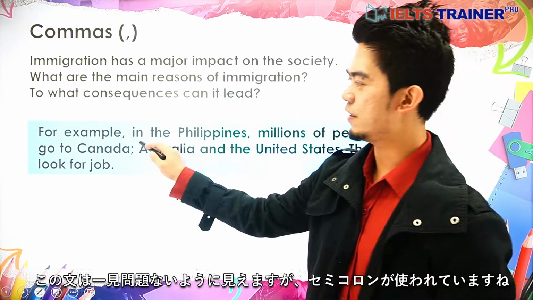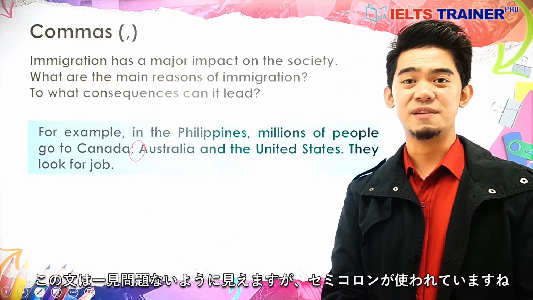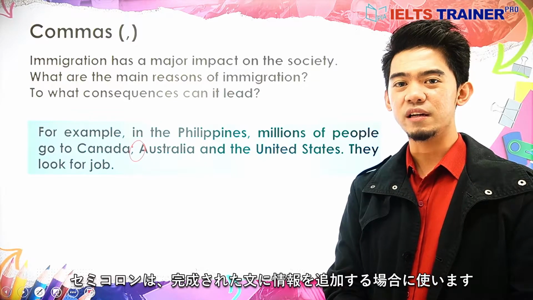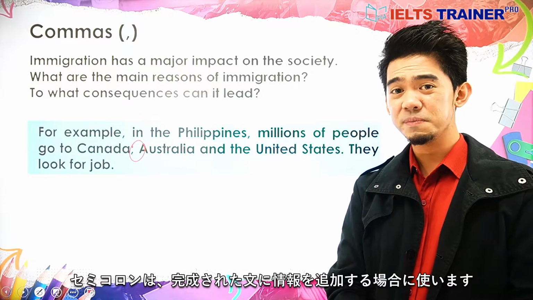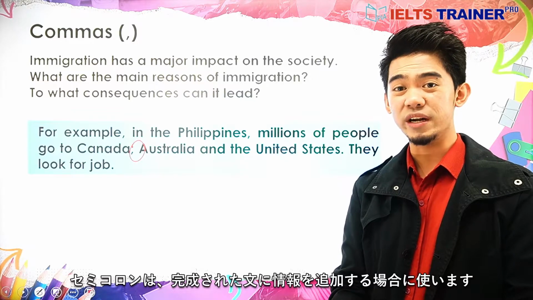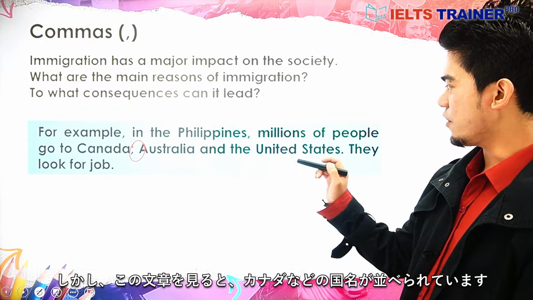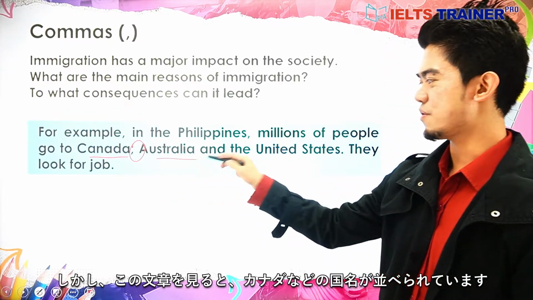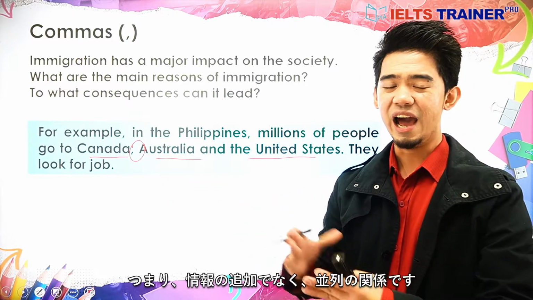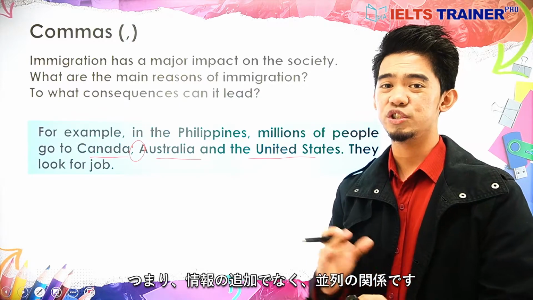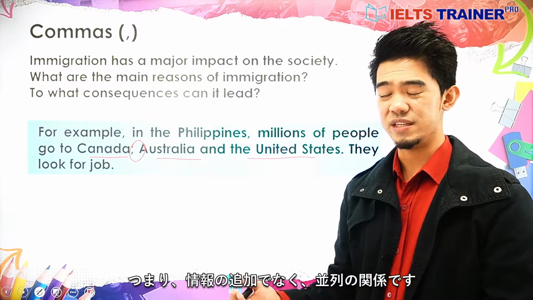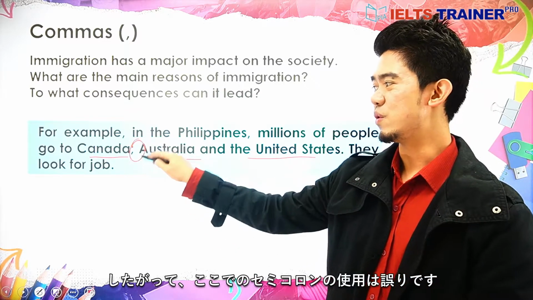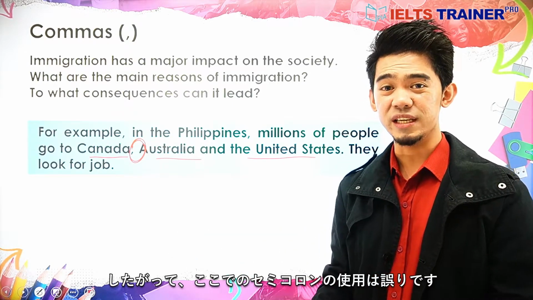But if you would notice, we have here a semicolon. We use semicolon only if a sentence is complete and we want to add more information about it. However, if you would look our sentence here, we have Canada, Australia, and the United States. Our purpose here is to show series of countries. So basically, using semicolon is faulty here.